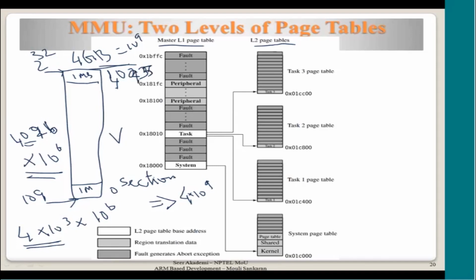Okay, correct? Sorry, it is 9. 4096. So that many entries will be there. Now the master page table is having how many entries? It will have 4K entries, right? 4K entries for 1 MB of page.